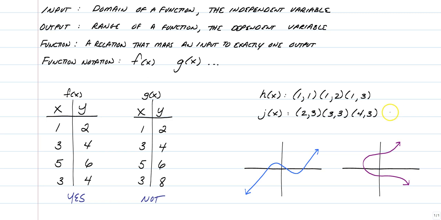If you said that j of x is the function, you are correct. J of x is a function because 2 gives you 3, 3 gives you 3, 4 gives you 3. But notice, we didn't repeat any inputs. If I would have said that 2 gives you 3 again, we're good to go. The issue is here's our input, x, 1 gives us 1. But then in the next coordinate, we start with 1 again, but this time we get 2 out of it. And then we plug in a 1 and now we get 3 out of it.